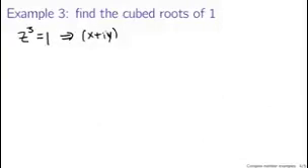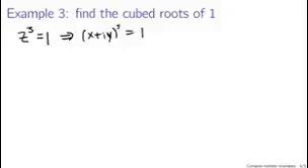As a slightly more involved example, consider finding the cubed roots of 1. Now, you know 1 cubed is 1. That's a good place to start. We'll see that fall out of the algebra pretty quickly. What we're trying to do is solve the equation z cubed equals 1, which you can think of as x plus I y, where x and y are real numbers, cubed, equals 1.